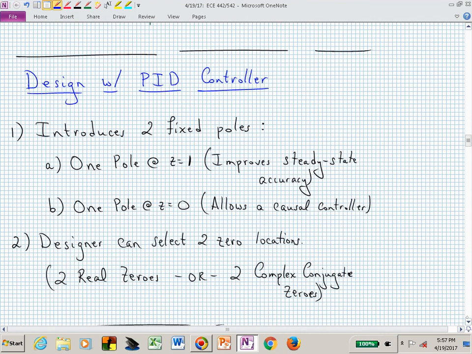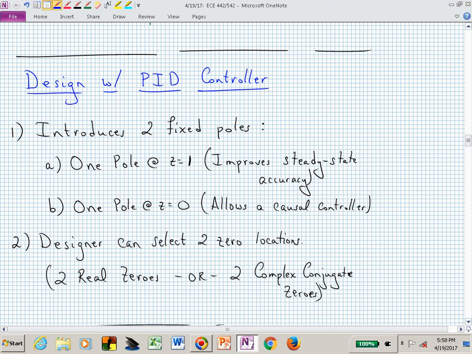Here's the design process with a PID controller. It introduces 2 fixed poles. One pole is at 1, which gives you the good steady state accuracy that you want. If you want better steady state accuracy, then you're putting poles at z equal 1. But what's the trade-off? The more poles you put at z equal 1, the more challenging controlling your system is going to be. There's this trade-off between transient behavior and steady state accuracy.